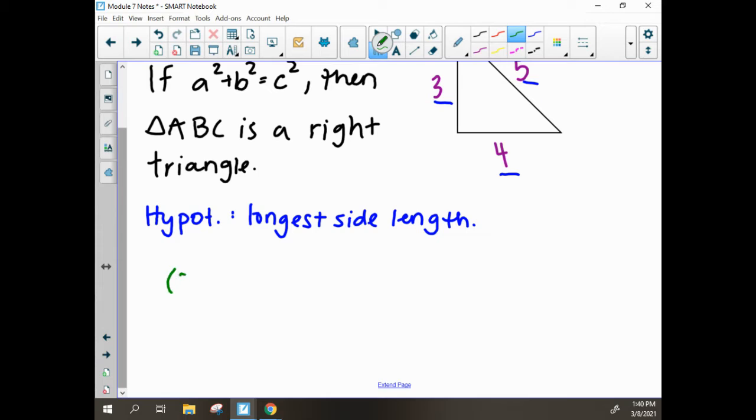So we're going to get 3 squared plus 4 squared is equal to 5 squared. I'm going to put a little question mark above that equal sign because we're trying to determine if that's true. Because if it is true, then we have a right triangle. If it's not, then we do not.